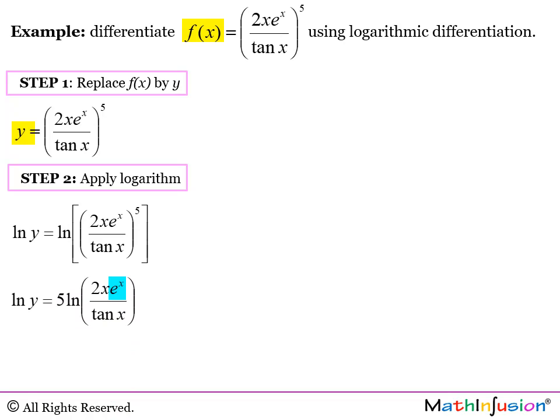First of all, we will use the power rule for logarithm and we get 5 times ln of this expression. Now we can break this into a sum and a difference. The 2x e to the x is in the numerator, so we're going to have ln of 2x plus ln of e to the x, which is just x. And then we have to subtract ln of tangent x because tangent x is in the denominator of that.